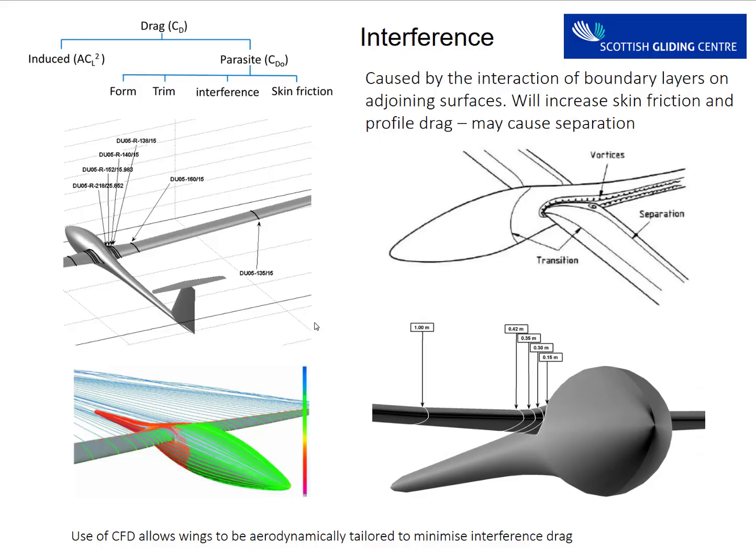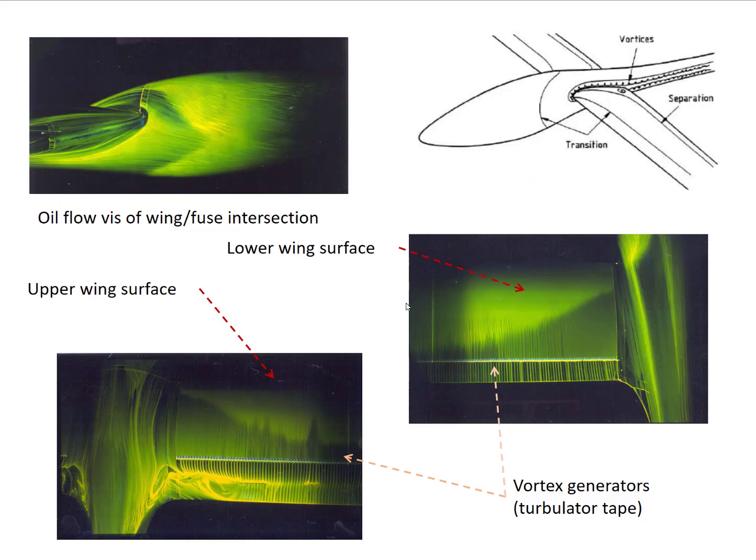And finally, interference drag. Interference drag is essentially the problem that when we join two surfaces together, such as the wing and the fuselage, or the tail plane and the fin, what happens is that the flows interfere with each other and cause the laminar flow to transition early to turbulent. And we can see that in wind tunnel pictures.